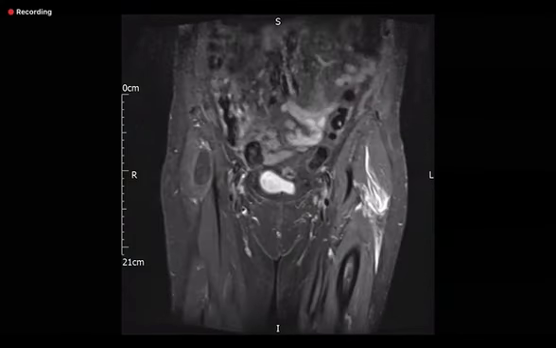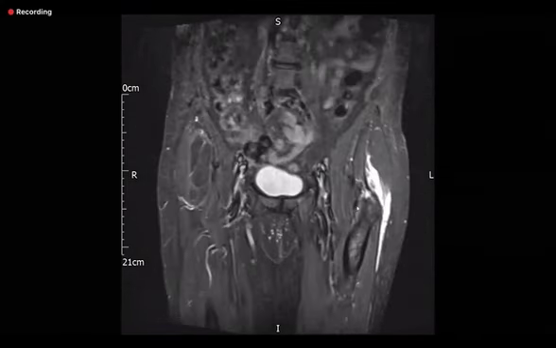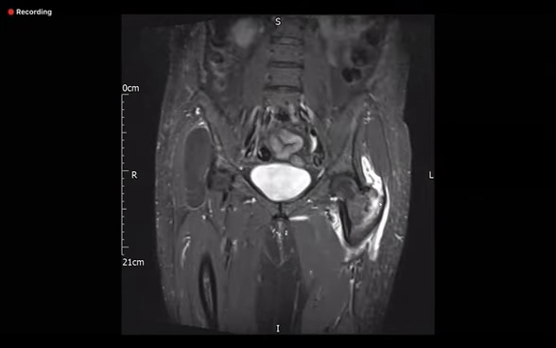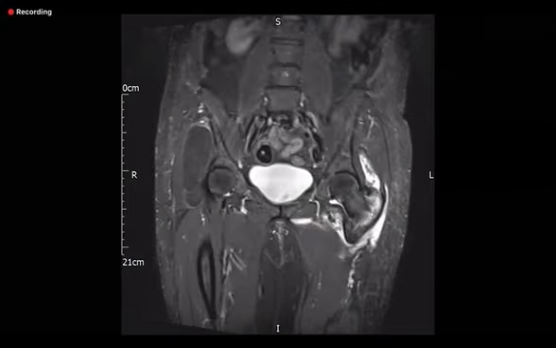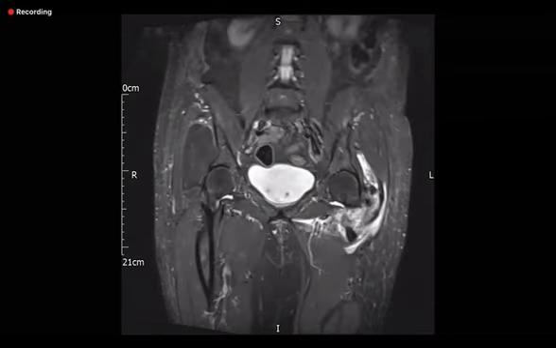Now, on the STIR sequence, fracture lines are at times better seen on T1, but when you see edema like this, you should be thinking fracture. And here, the point is that you have to tell the examiner that I want to see the T1 to confirm it. I'm worried about this.